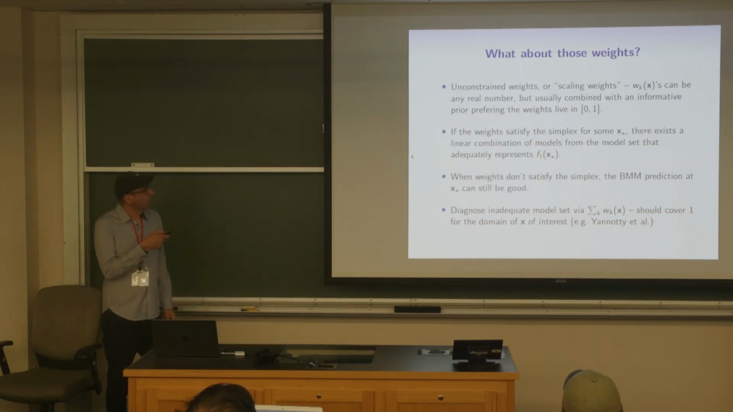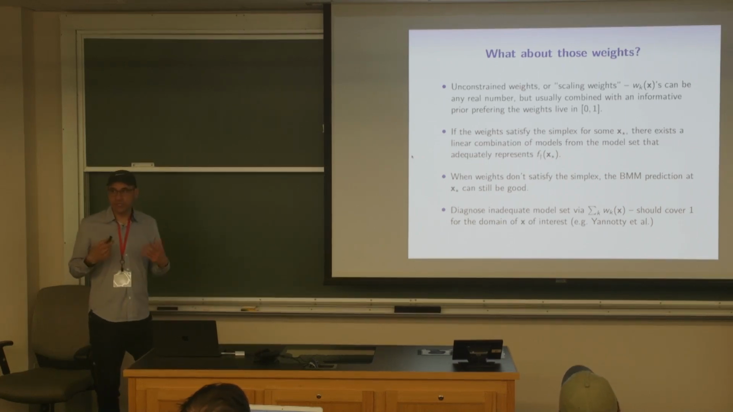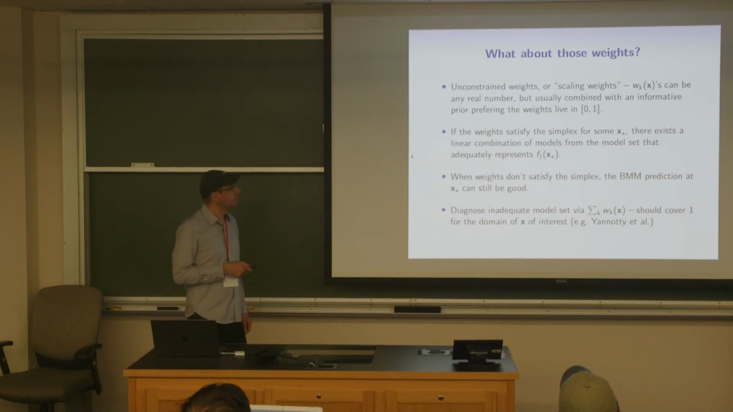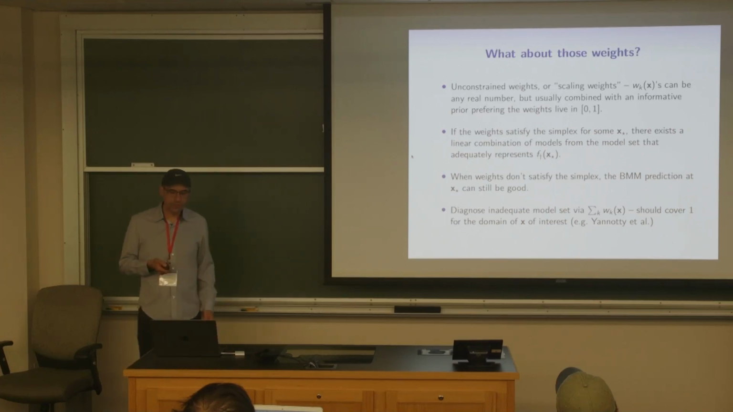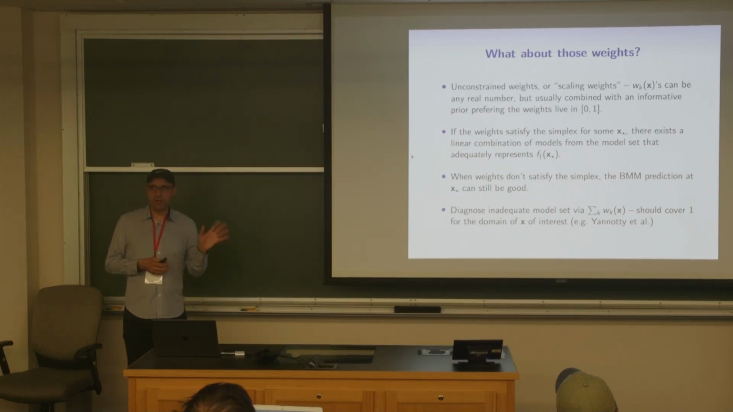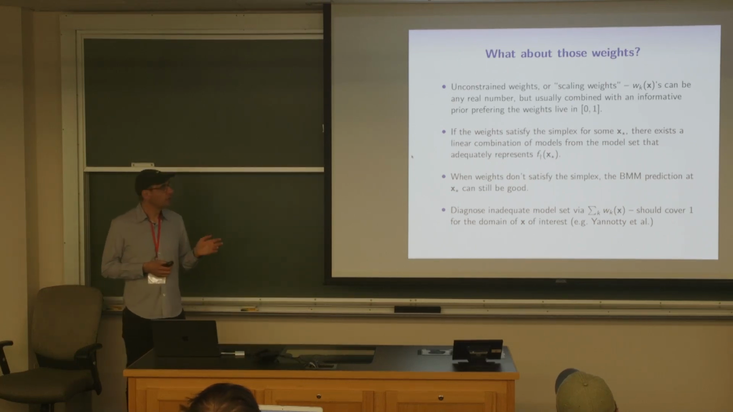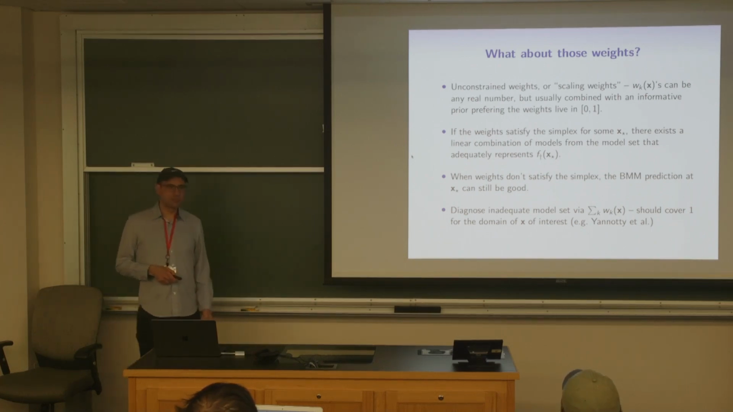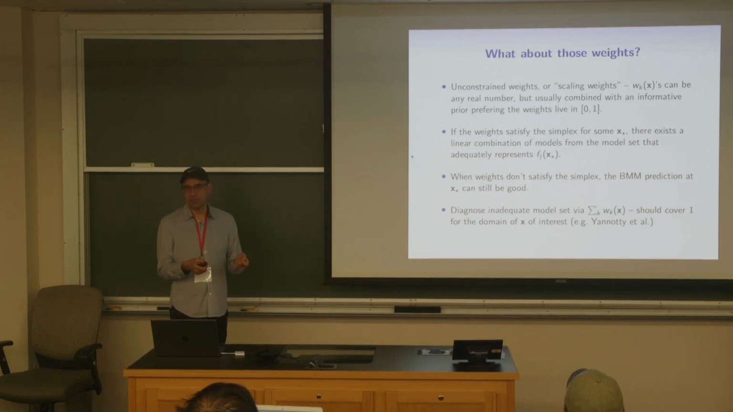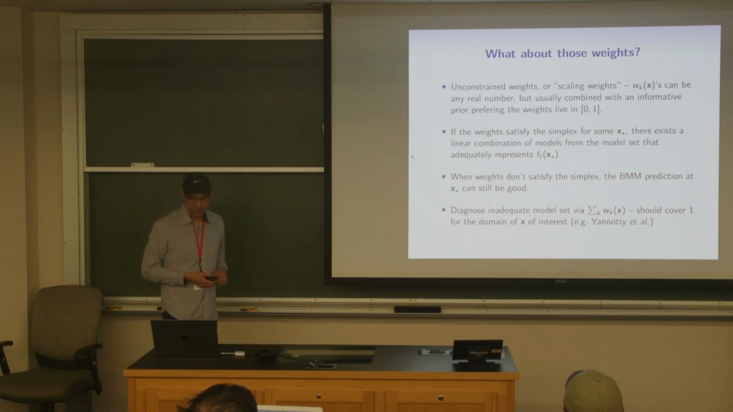Okay, and then another approach is this unconstrained weights or scaling weights kind of approach. Here, the W_k of x's can be any real number, but we'll usually combine that lack of a constraint in terms of the values W of x can take with some sort of prior that prefers that the weights live in [0, 1]. So it's like saying, we'd like you to be something like a simplex solution if you can find one, but we'll allow you to diverge away from it if that makes sense for the problem that you're trying to fit.